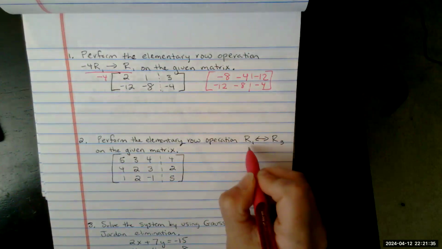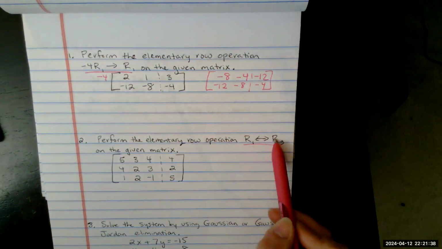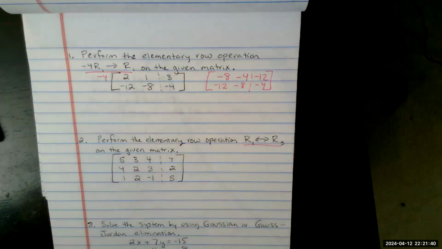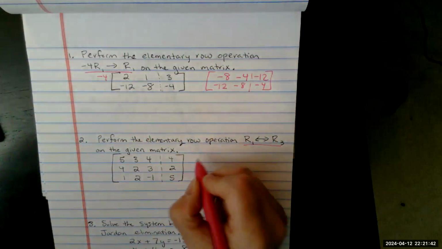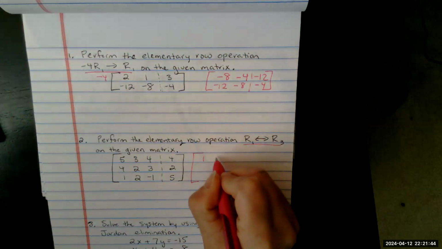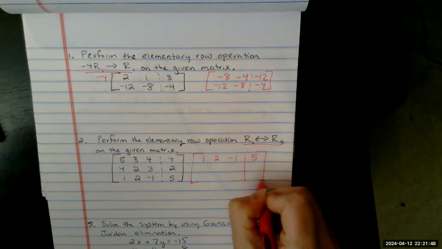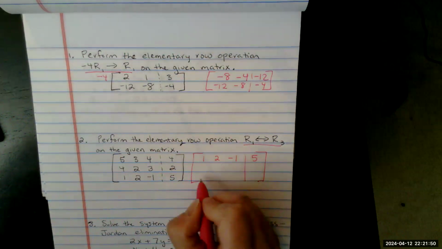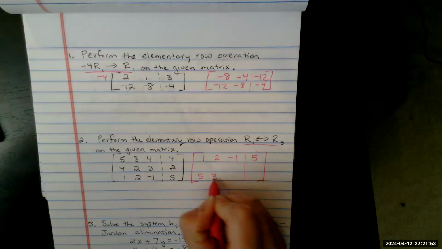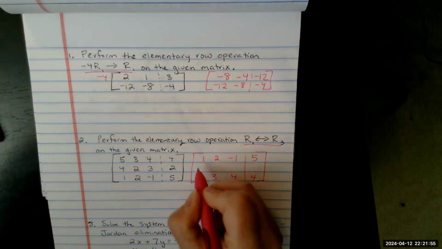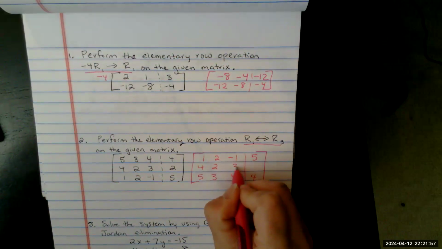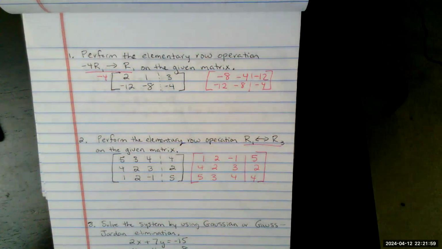For the next one, the row operation is this, which means just switch where R1 and R3 are. So R3 comes up to row 1, and row 1 goes down to row 3. And they didn't say anything about row 2. So again, it just stays the same.